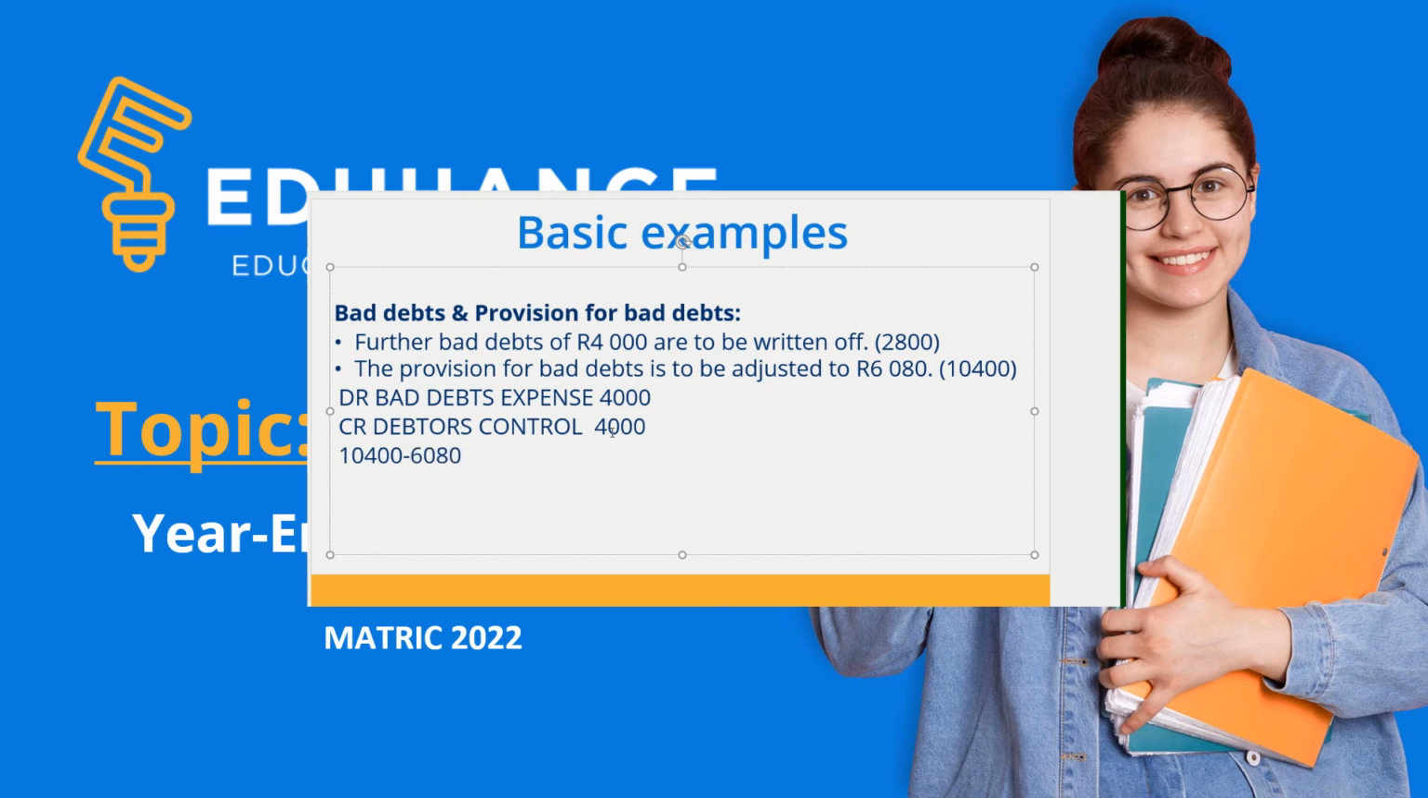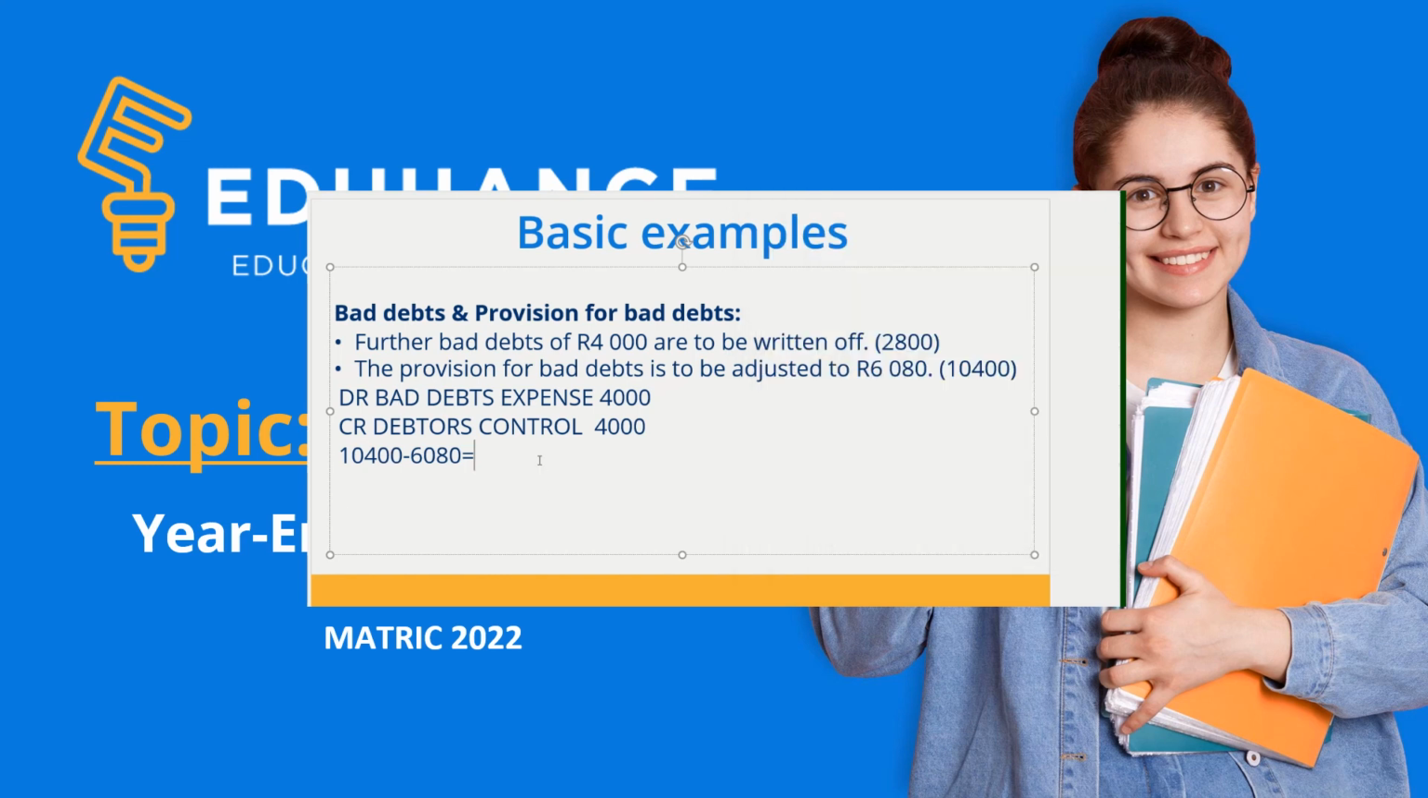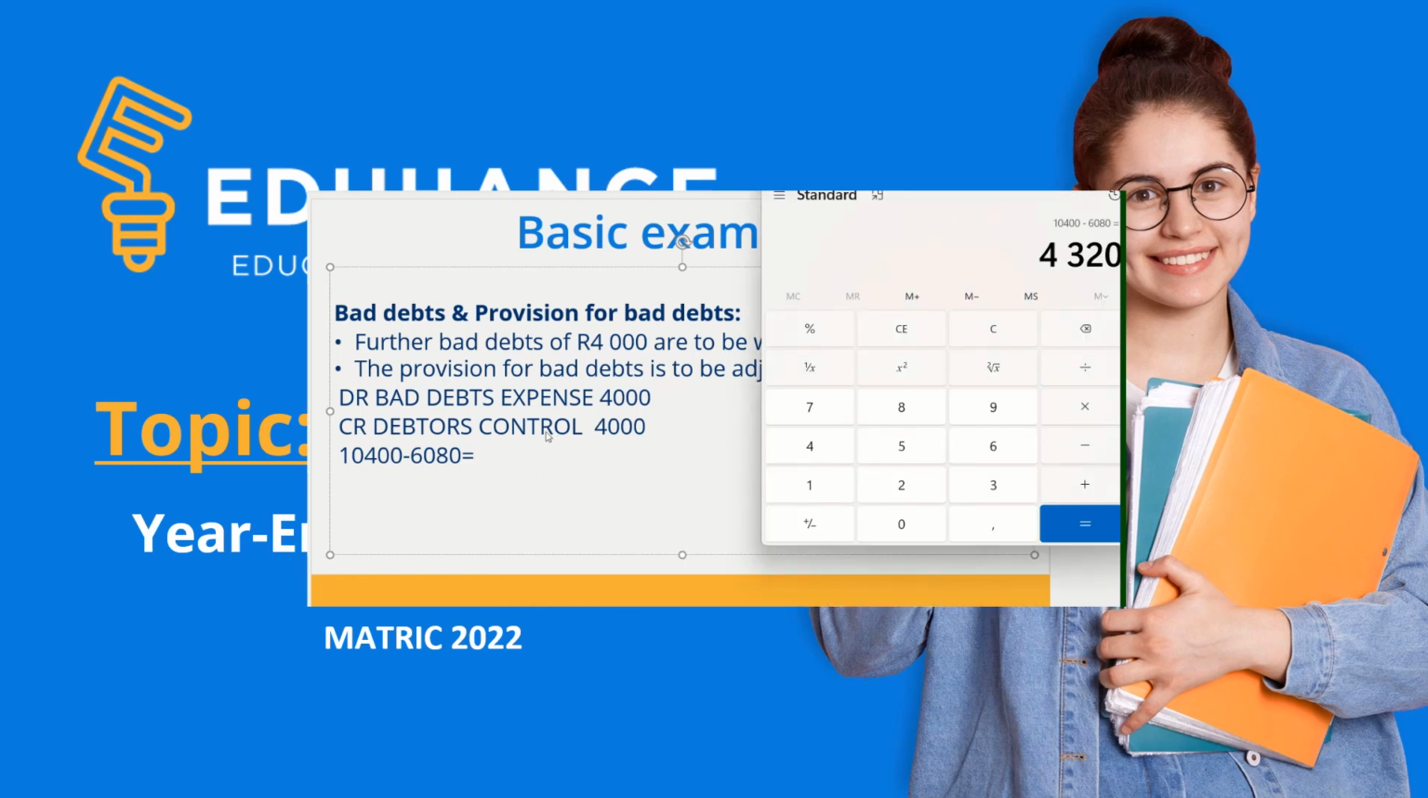So please be careful in the question. Sometimes they'll say it needs to be adjusted by 6,080. If you use the word by, that is the actual movement amount. In this example, they said that it needs to be adjusted to 6,080. So you must make it reach that balance of 6,080, meaning we still need to calculate the movement, being the difference between the old balance of 10,400 and the new balance of 6,080. And that means we need to reduce it by 4,320.